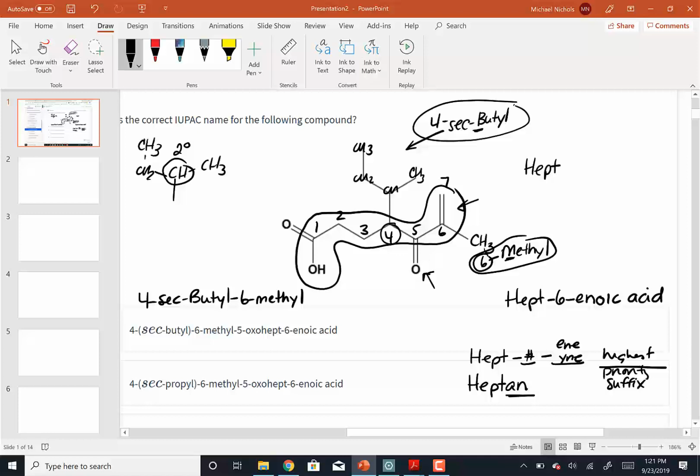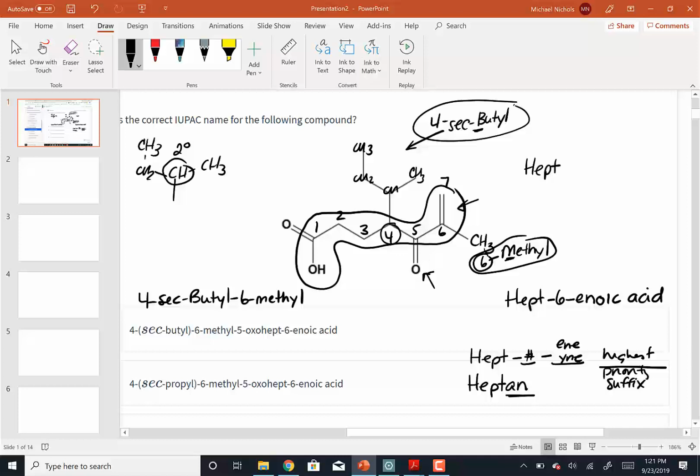Why are butyl and hept capitalized? Because I wrote them that way. Okay. They don't have to be. Are you pretty lenient about, like, ENE if we forget to drop the E? I'm fine with that. There's a lot of little piddly stuff in here.